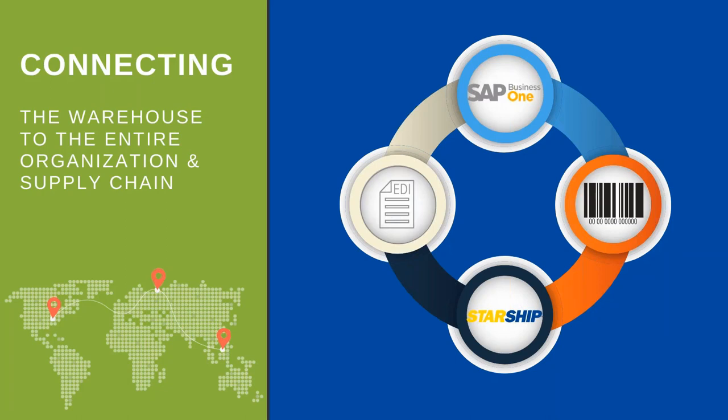What StarShip allows you to do with SAP Business One is connect all the different types of orders that you're getting, whether they be from traditional ERP orders, EDI, e-commerce. You're merging all of those different order sources into one application with connections into your warehouse management or EDI solutions.